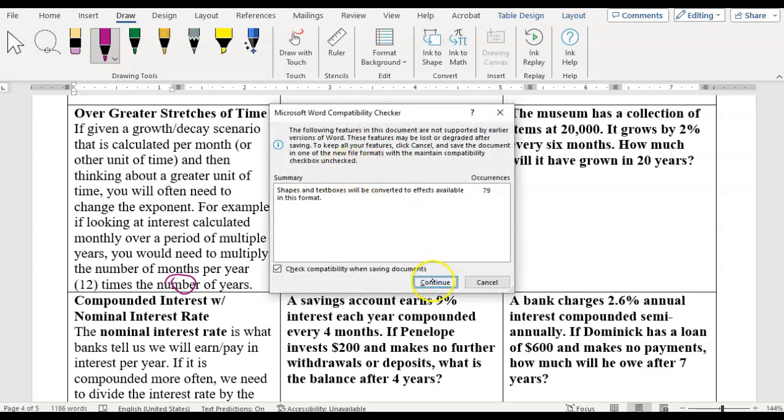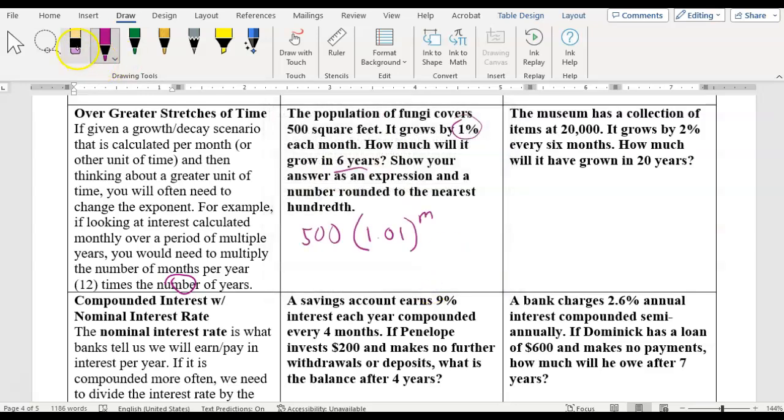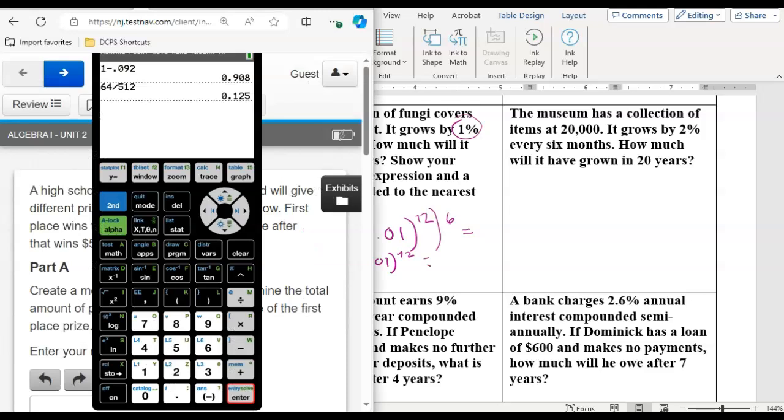Now, if we're doing this for 6 years, we know that there are 12 months in a year, and then we also need to raise it to the power of 6 because we're doing it every month, and we're doing it for 6 years. We're going to do it 72 times. So you can write it as 500 times 1.01 to the power of 72, or you can go ahead and calculate that. So let's do this. We have 500 times 1.01 to the power of 72.